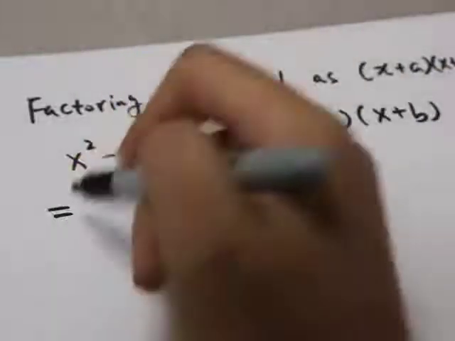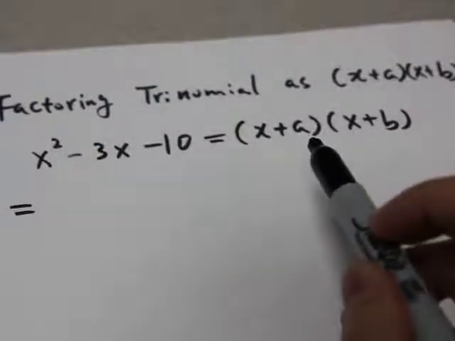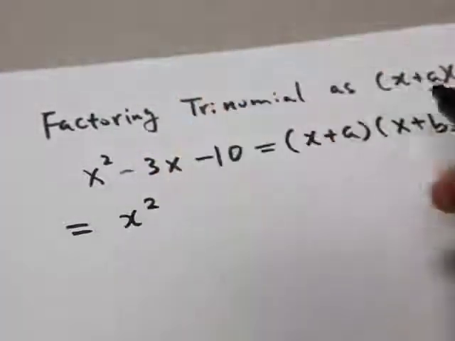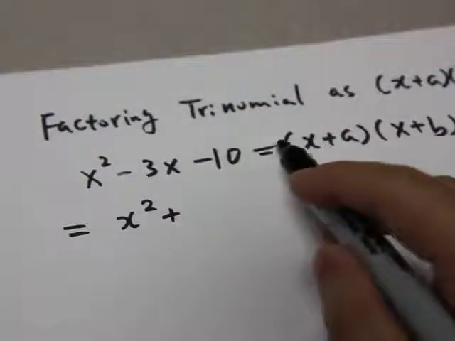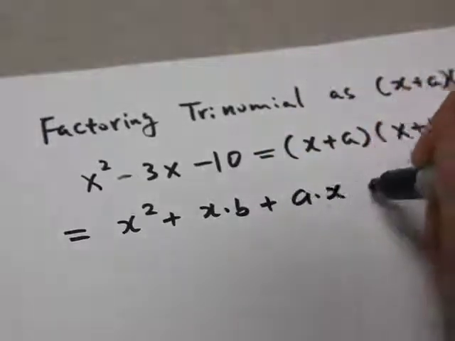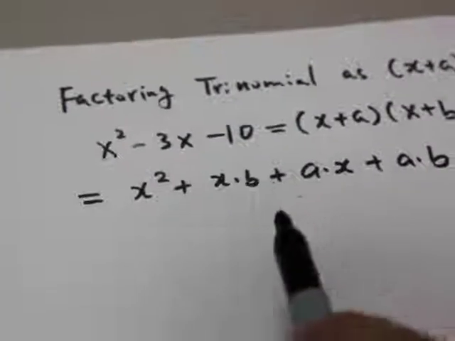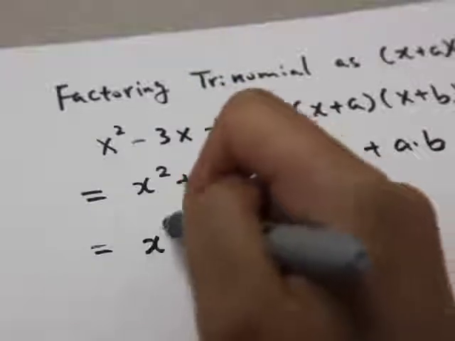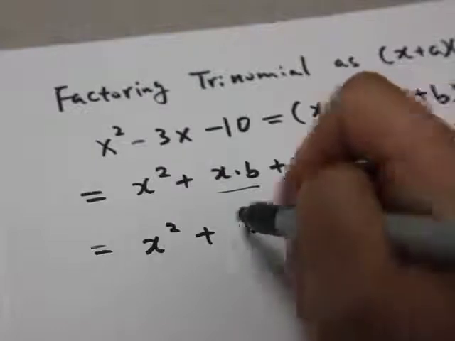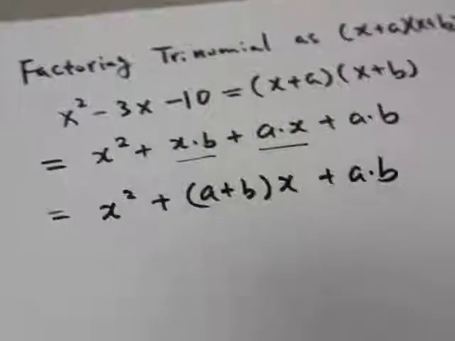To show you this, first let me use FOIL to multiply x plus a by x plus b. So we're going to have x squared plus x times b plus a times x plus a times b. Now remember, since a and b are some numbers, I can combine these two terms and write a plus b times x, and plus a times b.